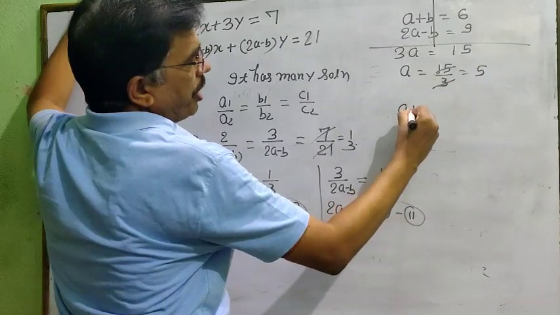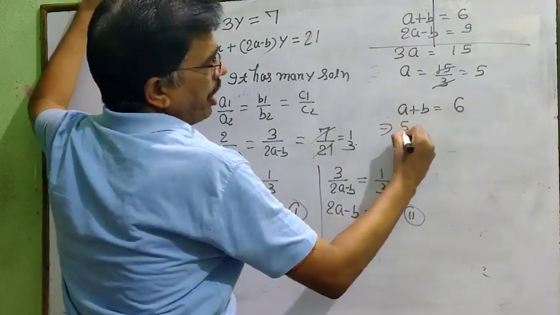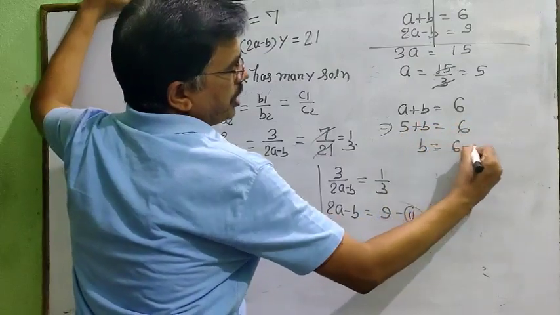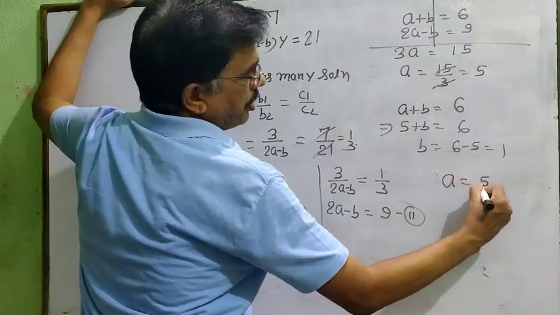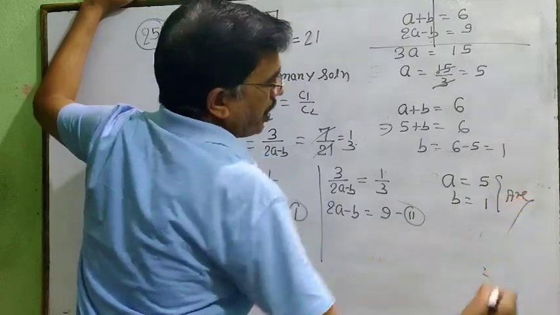Now substitute the value of a in the equation a plus b is 6, and here a is 5, so 5 plus b is equal to 6. So b is equal to 6 minus 5, that is 1. So you can say a is equal to 5 and b is equal to 1. It is the solution of a and b.